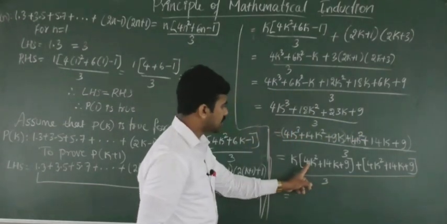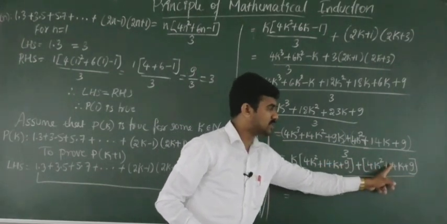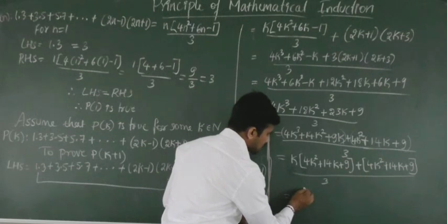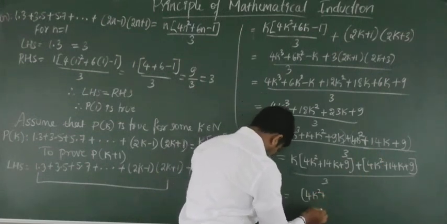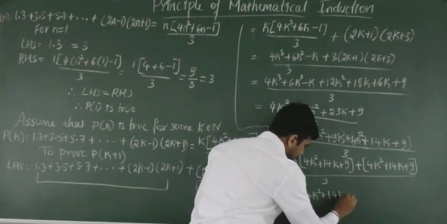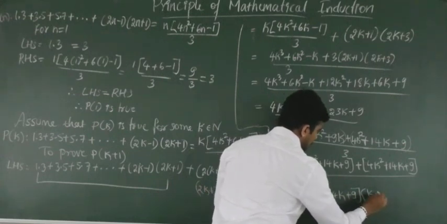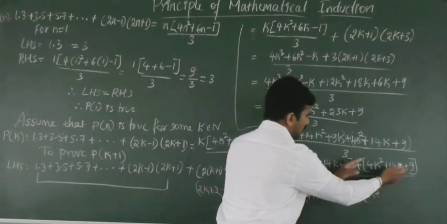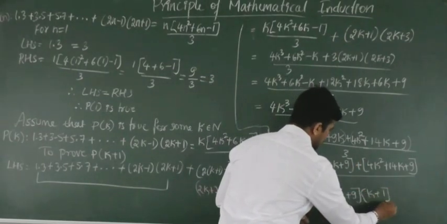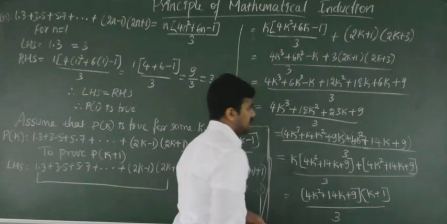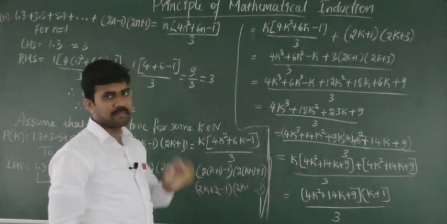And again you can observe here, 4k square plus 14k plus 9 is common. So you take that common, we'll get 4k square plus 14k plus 9 into k plus... okay, because I taken common, so what remained here? k, and here plus 1. K plus 1 is remained, all divided by 3. Now observe whether this is the RHS of P of k plus 1.